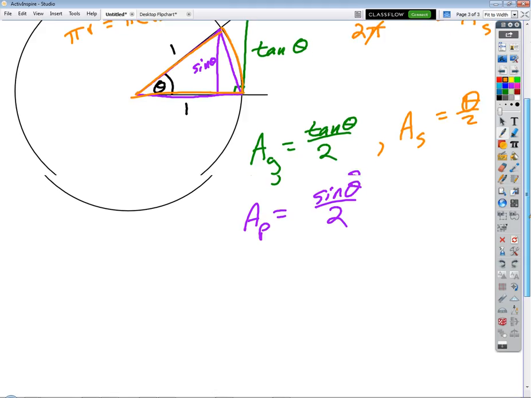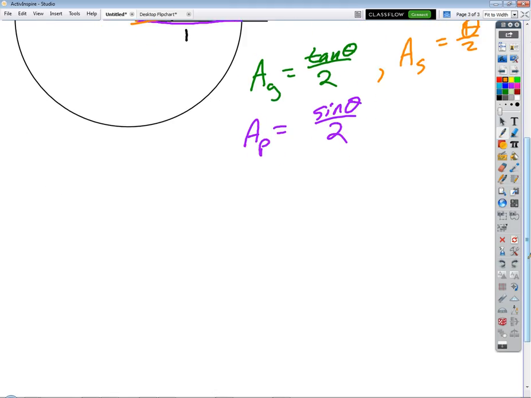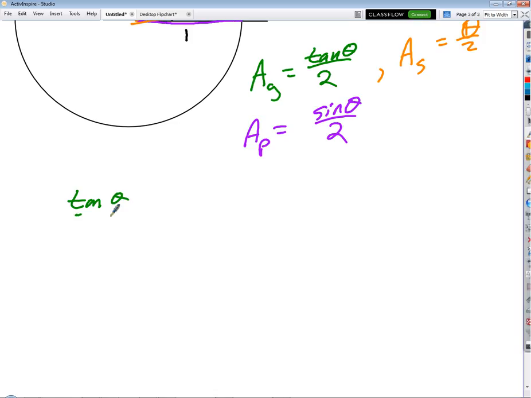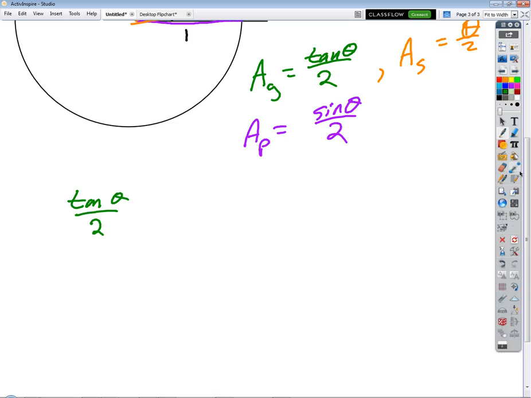We could say, if we want to put these into a big inequality, we know that the purple area was the smallest, right? So I don't want to go smallest to biggest. I don't think it matters. Doesn't really make any difference. We'll go biggest to smallest. So we get, this is the biggest area, so tangent theta over 2 is greater than or equal to, right?